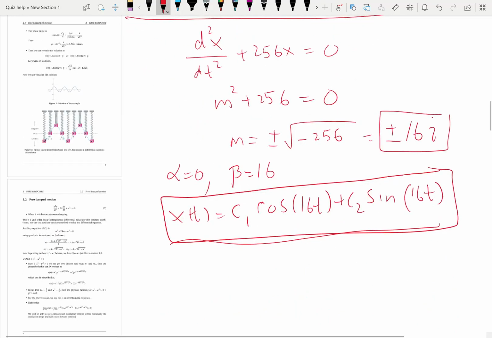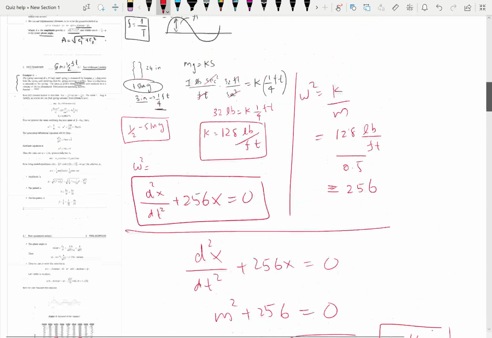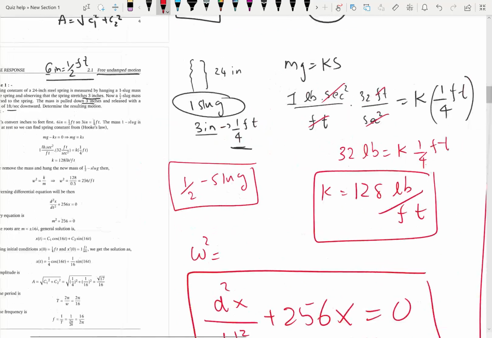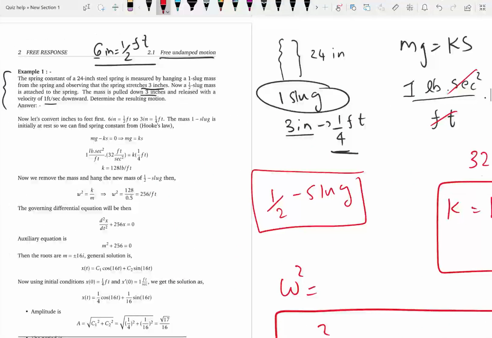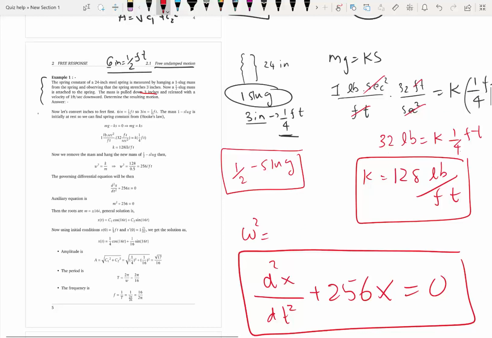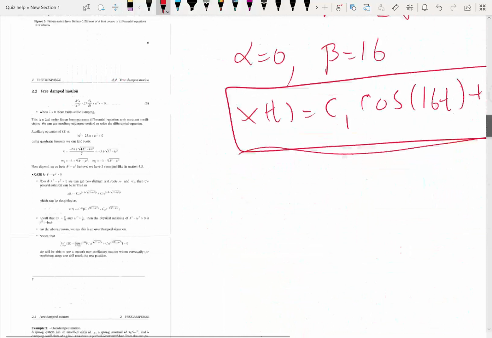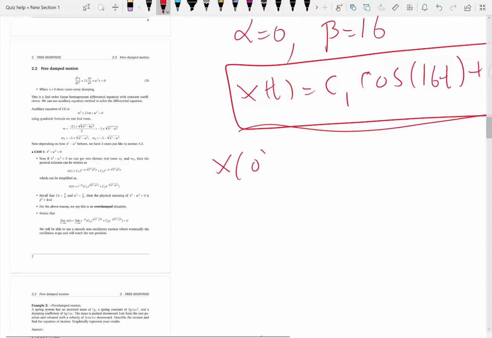Now we have this motion, we got the solution, but really this is an initial value problem. Let's go on and learn why it is an initial value problem. What happens is the mass is pulled down 3 inches and then released. What does that mean? What is the initial displacement? It is 3 inches, or we can say x0. So that's the first condition.